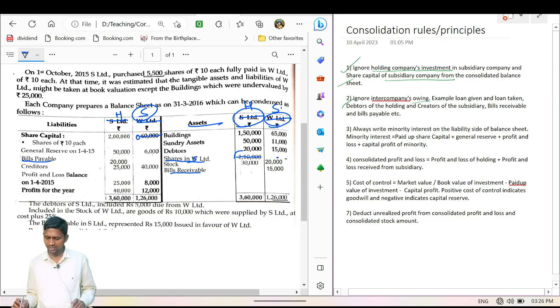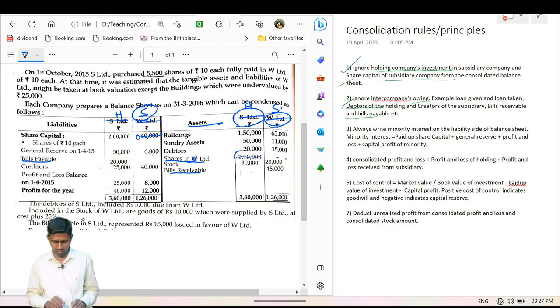And then another famous example, generally you will find this example in each and every problem. What is that example? The example of debtors and creditors. Debtors of the subsidiary become the creditors of the holding, and vice versa. Then that much part you have to ignore, intercompany owings. The one that is on the asset side is what you find on the liability side, so what do you have to do? You have to ignore it. So look here, what is in this problem: included bills payable of S Limited.